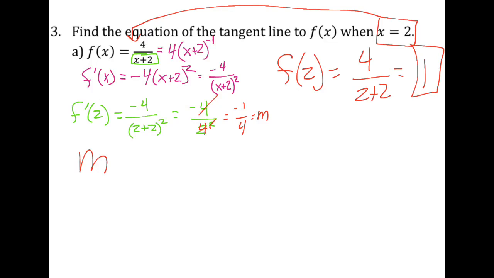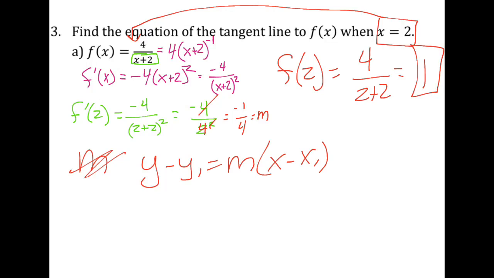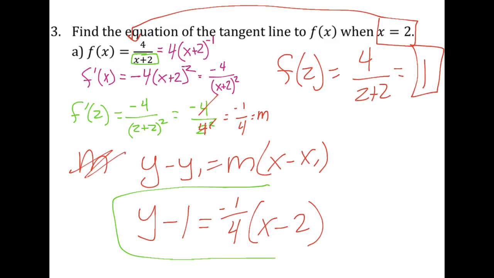So I'm going to write my equation in point-slope form. Y minus y1 equals m times x minus x1. If it does not ask you, you should totally use this form. So y minus the y value of 1 equals our slope, which is negative 1/4, times x minus our x value, which is 2. I am totally done.